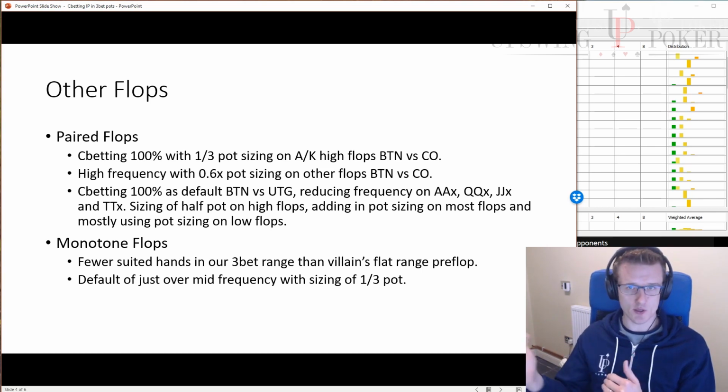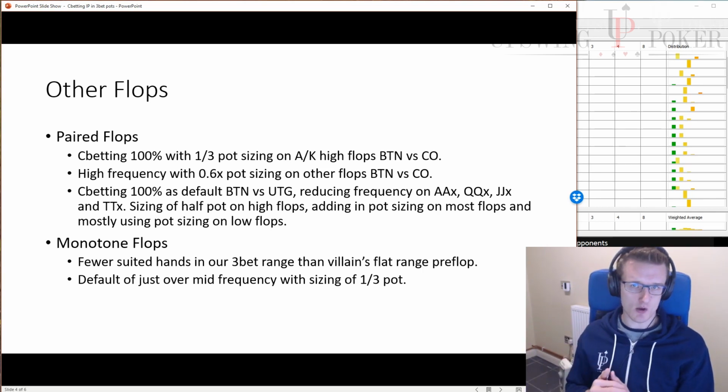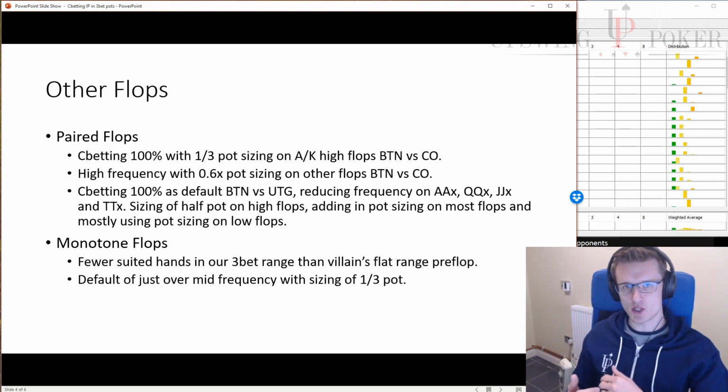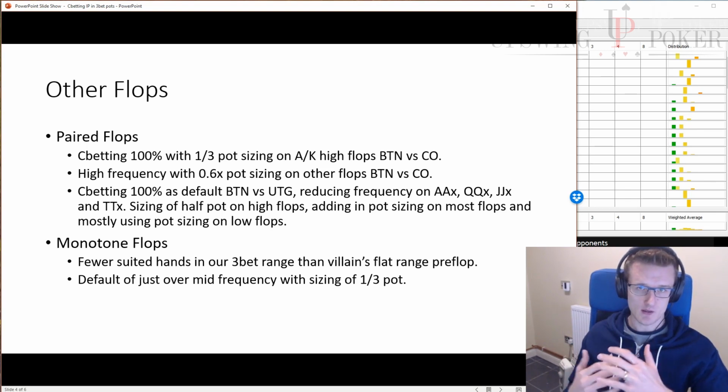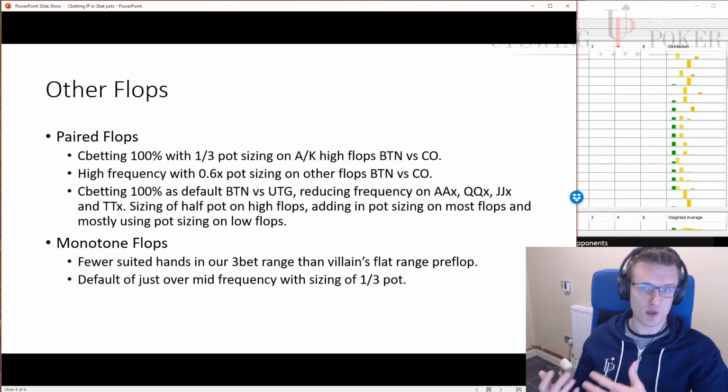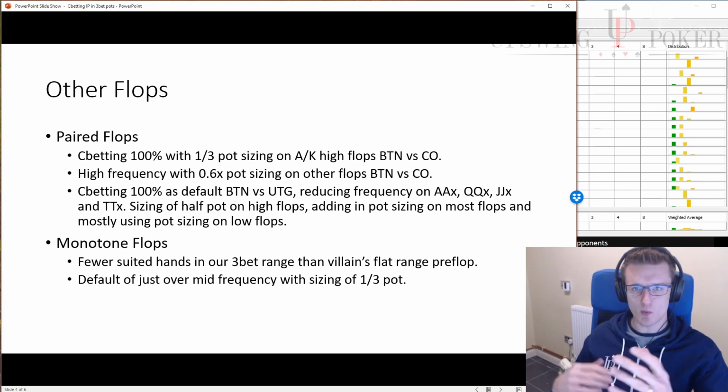So that's stopping us going to 100%, but we're still doing much better than we were on a similar board which is not paired. So we can go up to high frequency on all other boards other than ace king. So basically paired boards we're going to be c-betting a lot, button versus cutoff, and then a sizing of 0.6 times pot or so works pretty well across all the different boards.